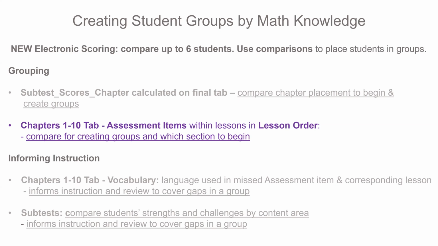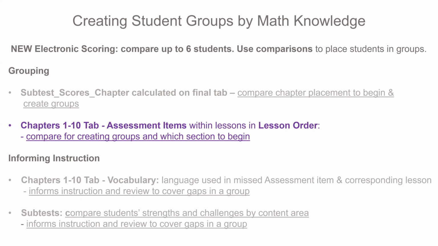And we will begin with the Chapters 1 through 10 tab that contains assessment items within the Equals lessons in lesson order. It is meant for comparing scores, for creating groups, and choosing a section and lesson to begin, hopefully common within that group. This tab provides 2 types of information. Each assessment item is an identified benchmark taken from the list of lessons. Assessment items are shown in the context of the total lesson order in color codes connected to the subtest. Lesson objectives shown in white are Equals lessons not included in the assessment.